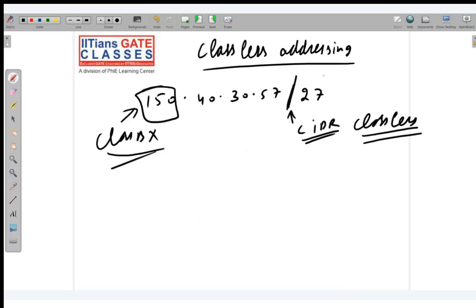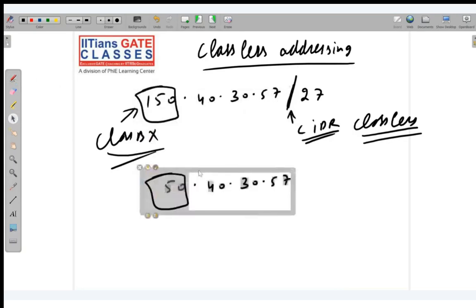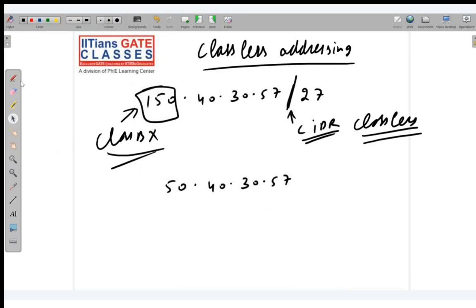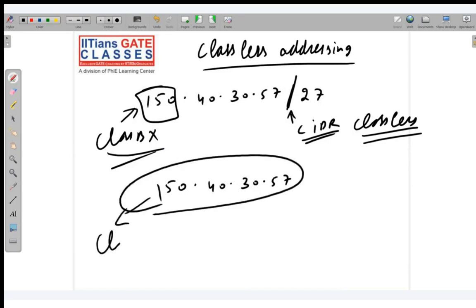If this CIDR notation is not given to you, that means if only this IP address is given, let me copy it out, then you will say okay, it is of class B. If nothing is given like CIDR, it is class B. If something is given, then it is classless.